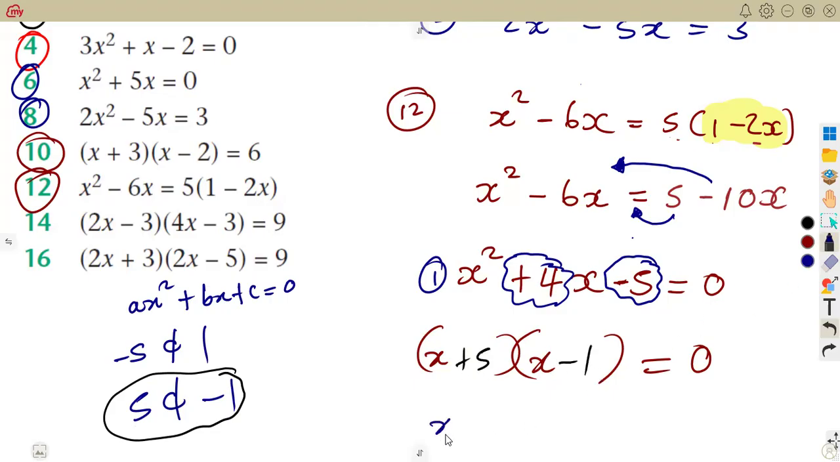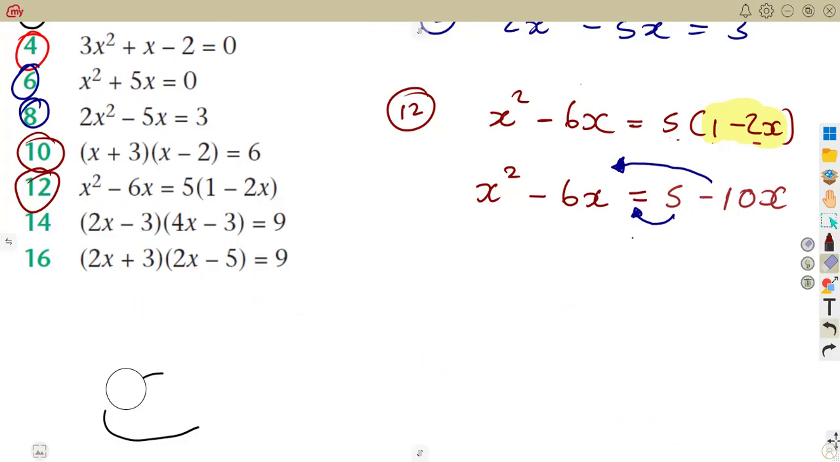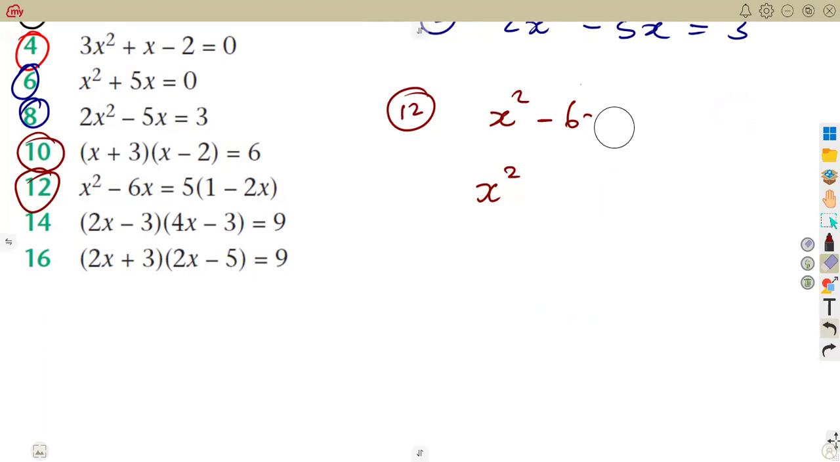So meaning to say at the end, x will be equal to what? From this, x will be equal to minus 5, or x is going to be a positive 1. So we are going to have our x as minus 5 or our x as a positive 1. So these equations, guys, they depend on what you are given. If you know the format of the equation, it'll help you.